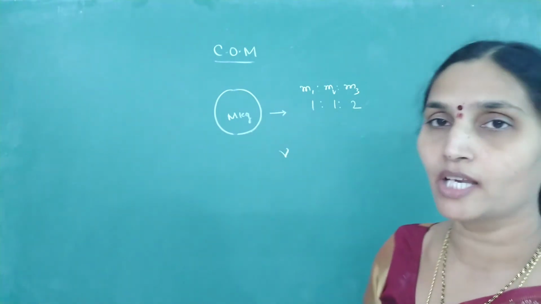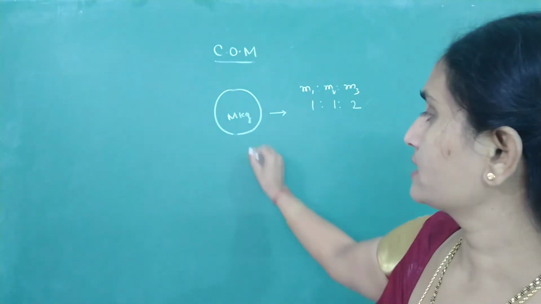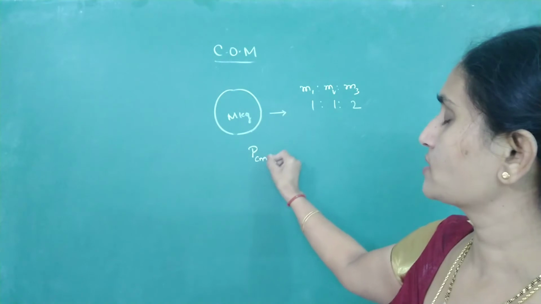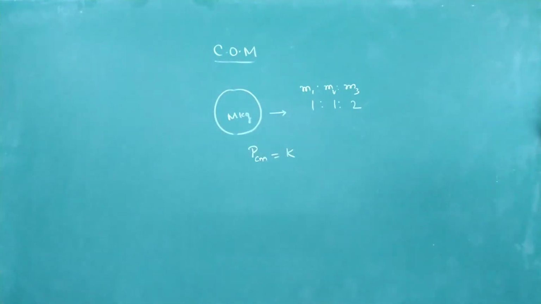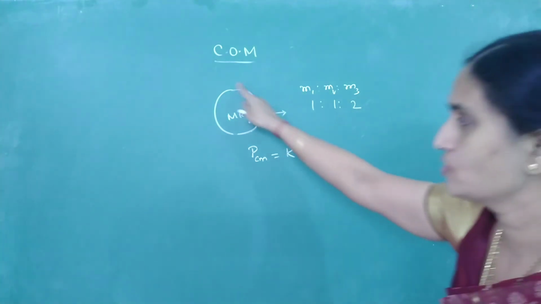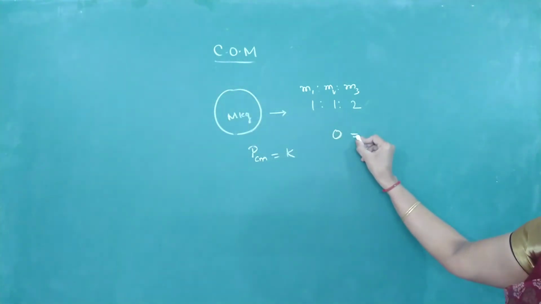It's exploding due to internal forces. There is no external force acting. When there is no external force, momentum of center of mass should remain constant. So how will you write the equation for momentum of center of mass? Initial momentum before exploding was 0. Should be equal to final momentum.